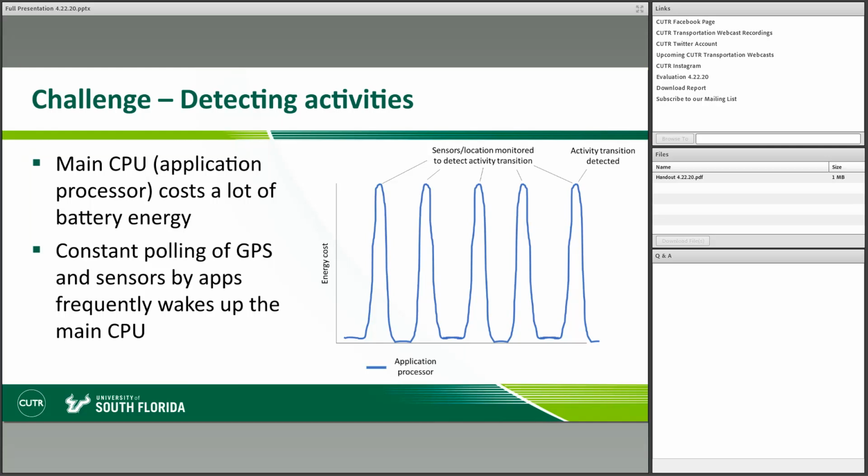So moving on to looking at the second challenge that we were trying to address here. When we're trying to detect activities, like I mentioned before, the GPS, which you would typically use for locating the device if the user is traveling outdoors, every time that you want to sample the user's location with GPS, that costs a lot of energy.